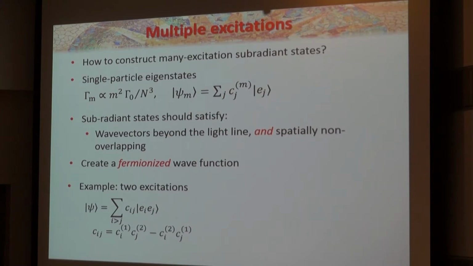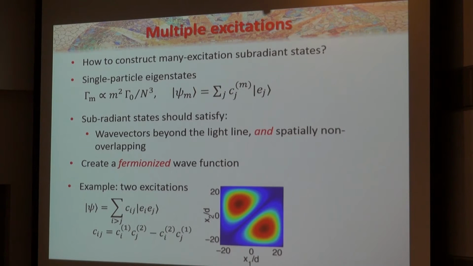Let me give you an example for 2 excitations. Again, I have this 2 excitation amplitude Cij. If I want to create the darkest, or most subradiant, 2 excitation state, I would try to write it in terms of the 2 most subradiant eigenstates of the single particles. But I would write it in an anti-symmetrized way, which guarantees that these 2 excitations sit as far away from each other as possible. So here's what that 2 excitation wave function looks like.